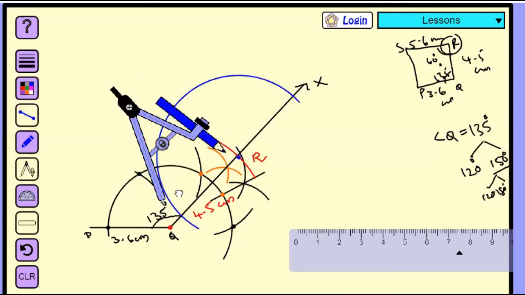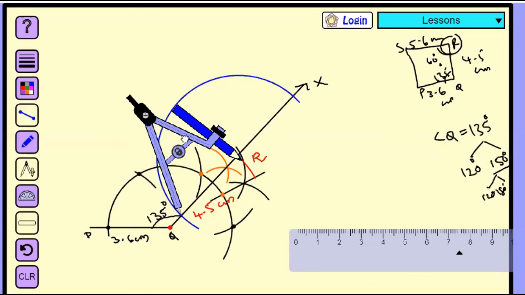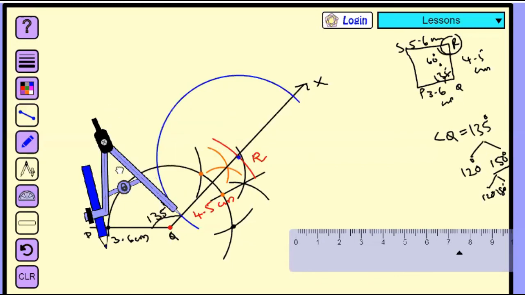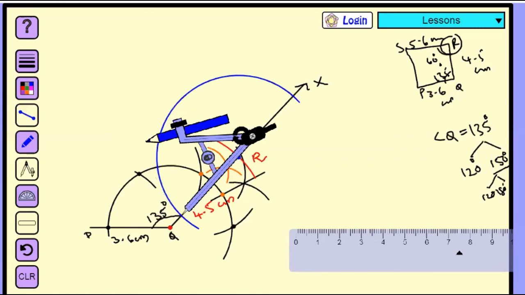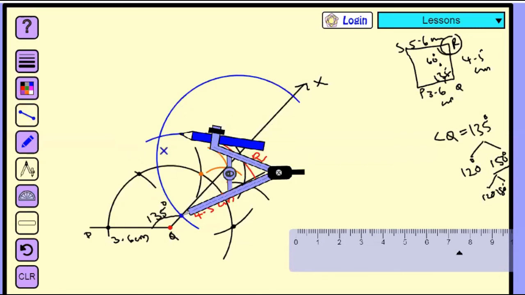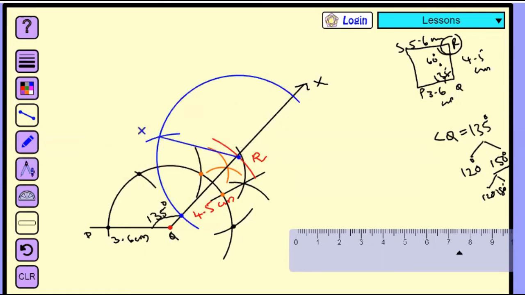Now with the same center, again we cut the previous arc at point 60 degrees. With the same radius, draw another arc which cuts the previous arc. Now here we are getting angle 60 degrees. Now take the ruler and draw a ray RY through the point of 60 degrees. Now this is the ray RY. We are getting angle 60 degrees now.